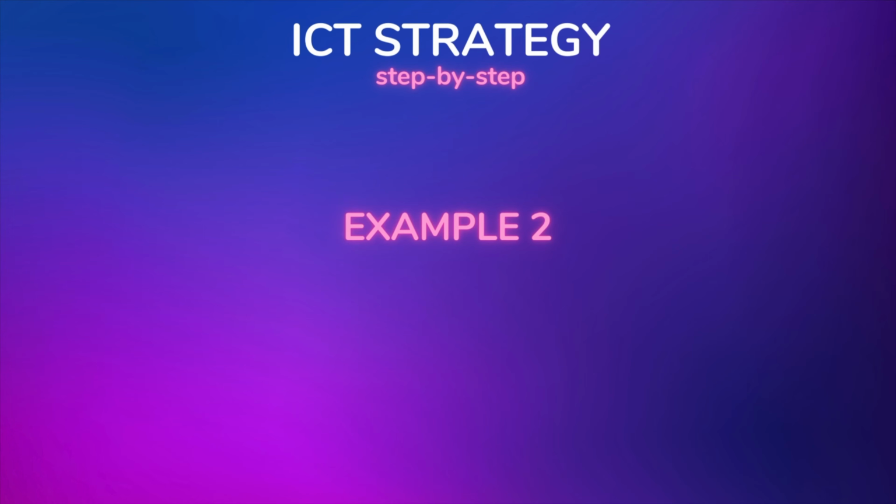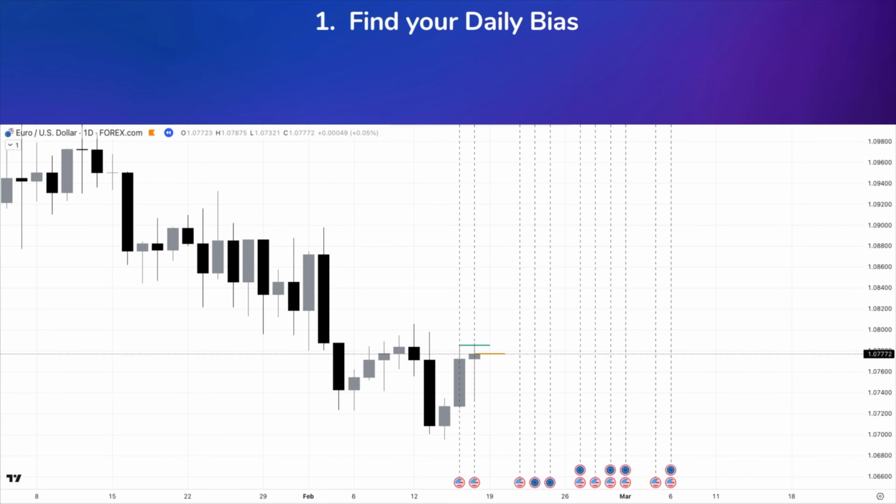Now guys, let's see together another example, always going step by step, from a different day. Let's look at Euro USD on the 1 day time frame. Here we are talking about the 18th and 19th of February 2024. So first we need to find our daily bias. Here we can see that the price went a little bit higher than the previous day high, but it closed lower than the previous day high. And so we are not sure again what our bias is in this case.